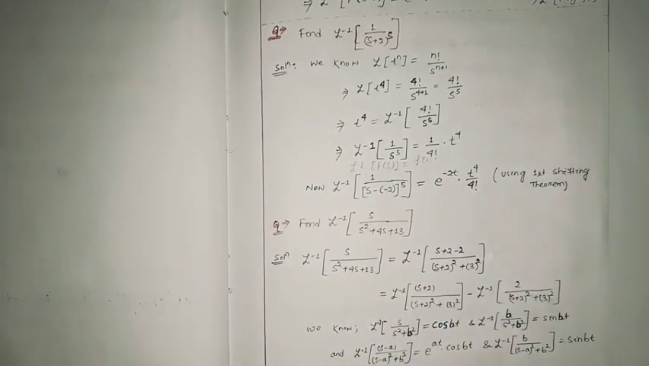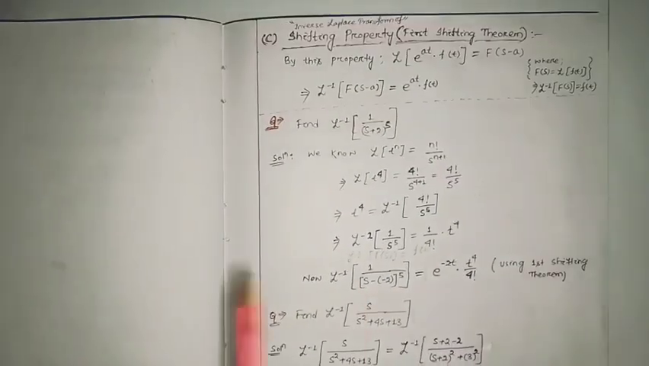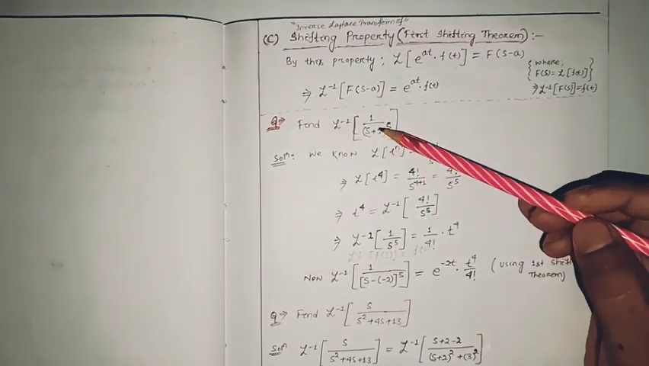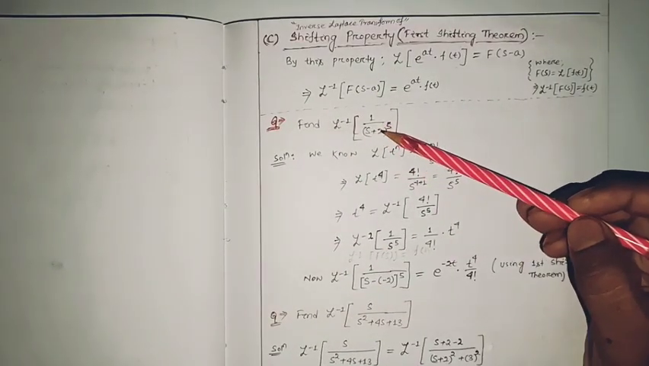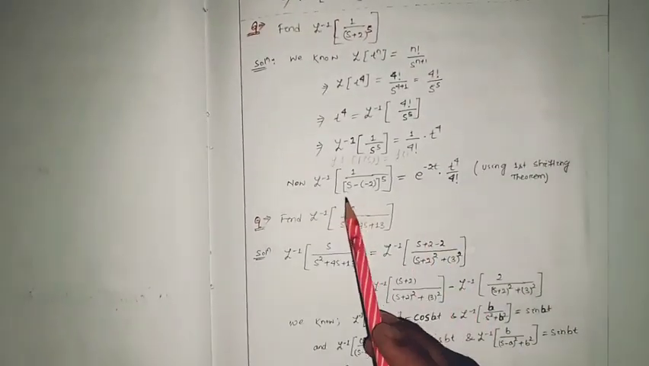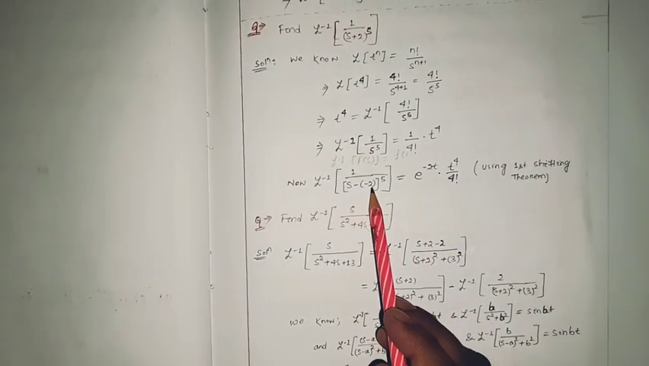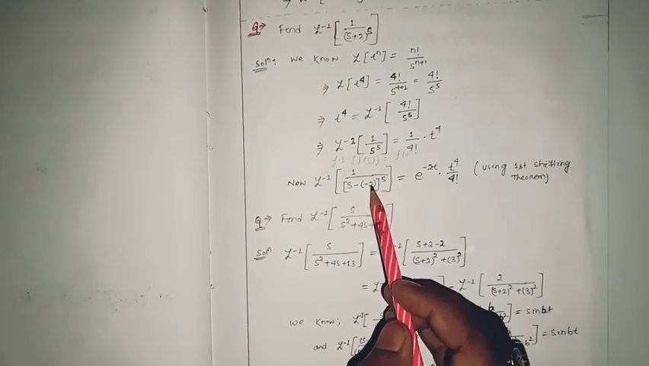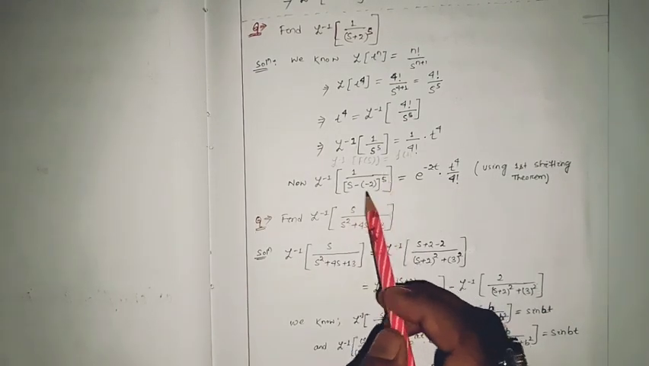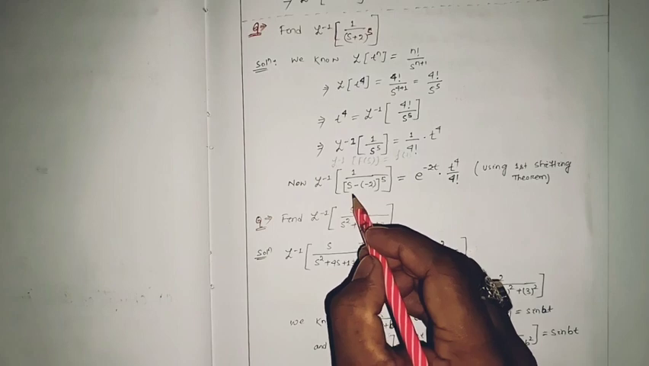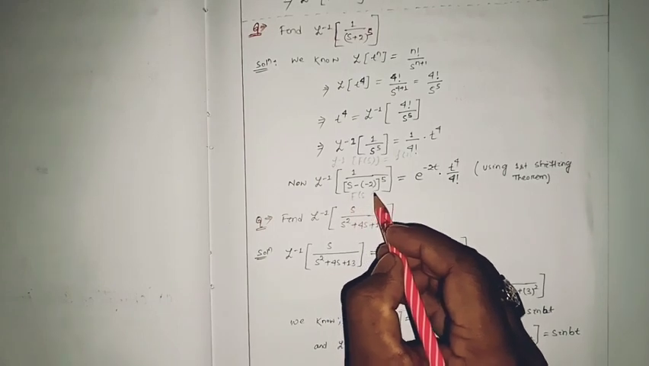But as per the question, it has been given that s plus 2, the s plus 2 can be written as s minus of minus 2, right? So that means this one can be considered as capital F of s minus a.